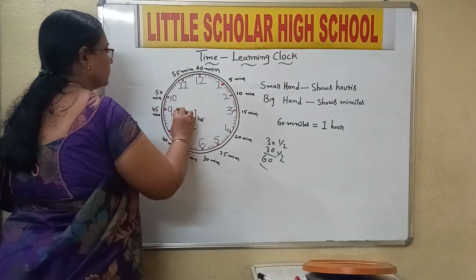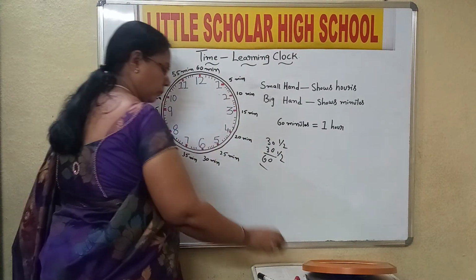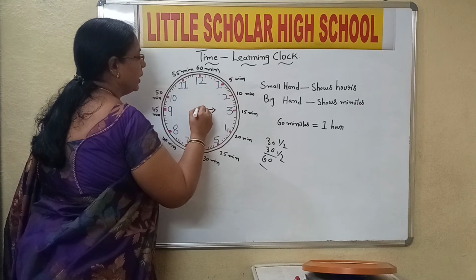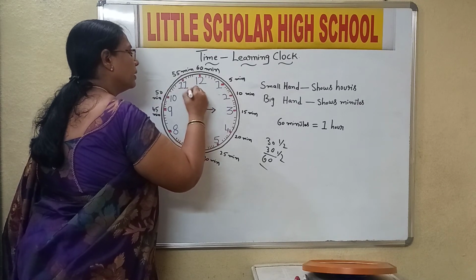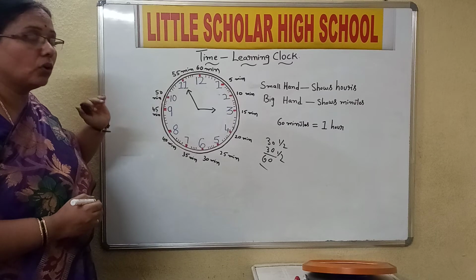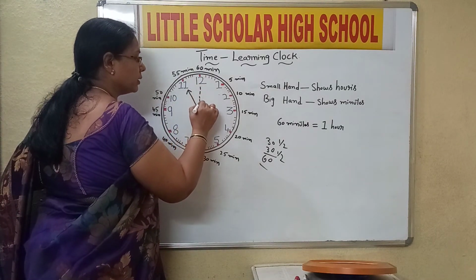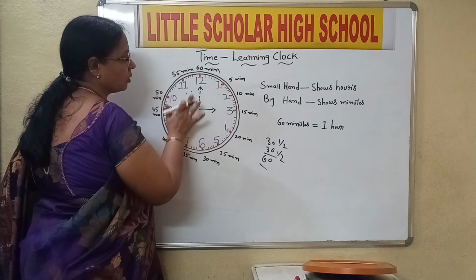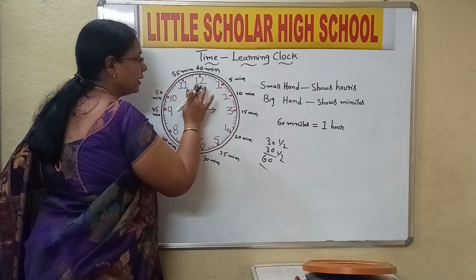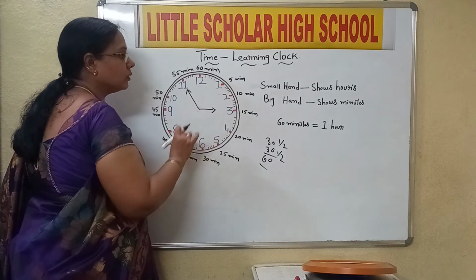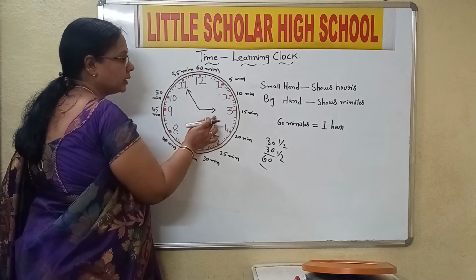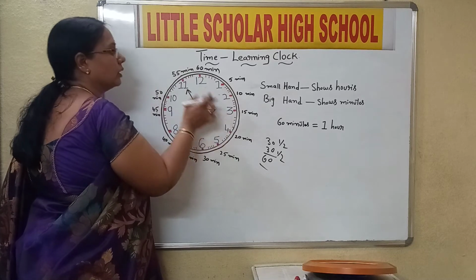The last one. Now, you see, the small needle is on 3 and the big needle is on 11. So what we can say is it is 5 to 3. If it is exactly here, it is 3 o'clock, isn't it? But still it is not here. It is on 11. So what is the time now? Still 5 minutes are there for 3. So what is the time? 5 to 3.